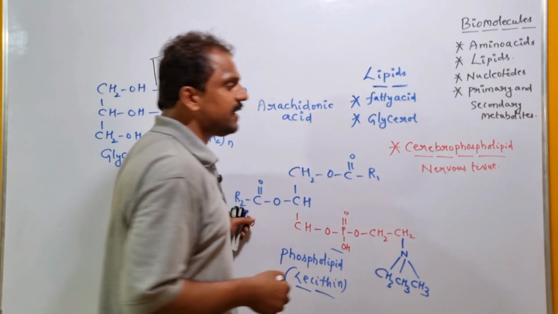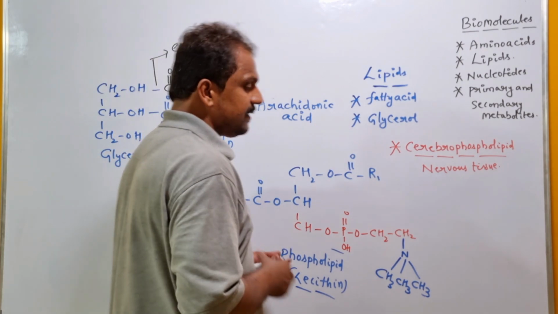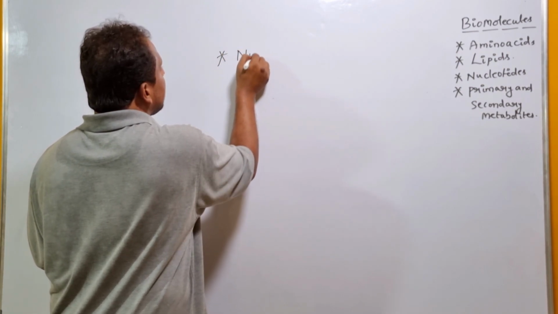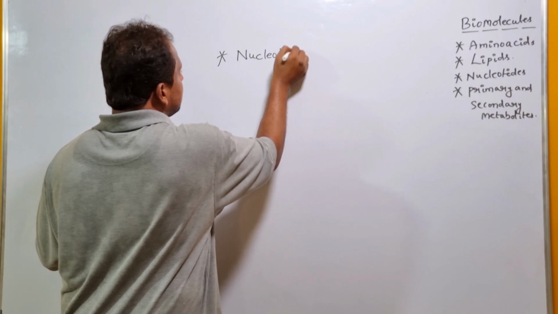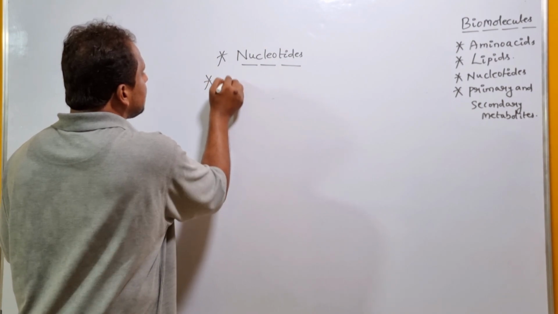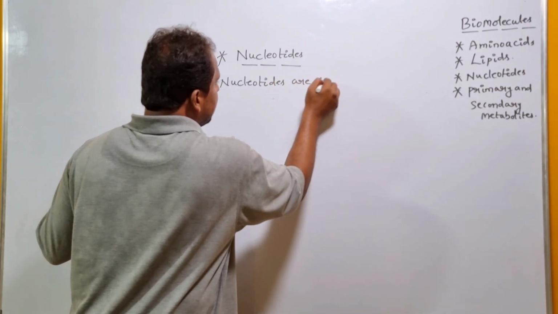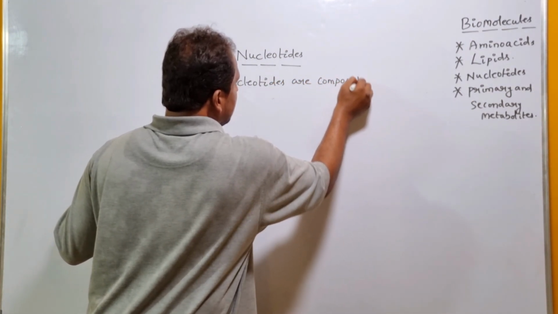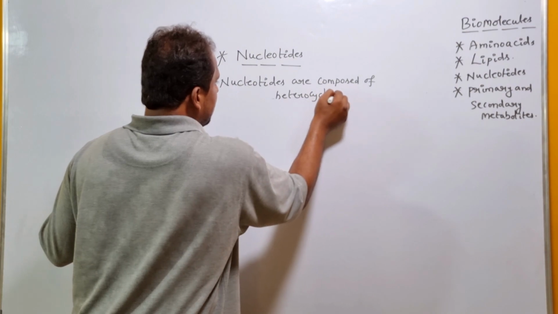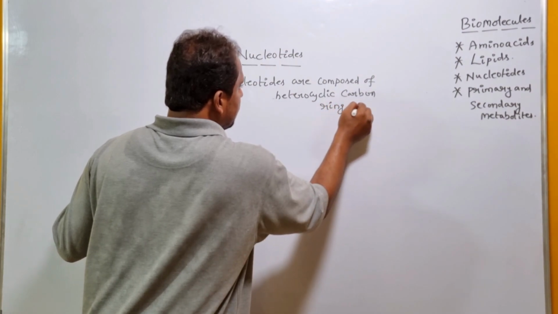And then after we will be studying regarding nucleotides. So what are nucleotides? Basically, nucleotides are composed of heterocyclic carbon ring compounds, right?